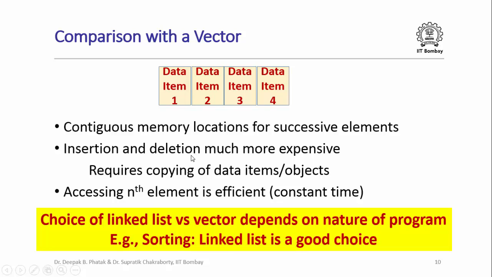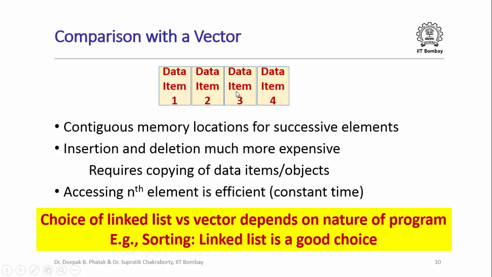Insertion and deletion is much more expensive in a vector because suppose I were to delete data item 2, not only would I have to delete or remove the data item 2, but I would also have to copy data item 3 in the position of data item 2, and I have to copy data item 4 in the position of data item 3. So deletion would be much more expensive because it would require copying or moving data.